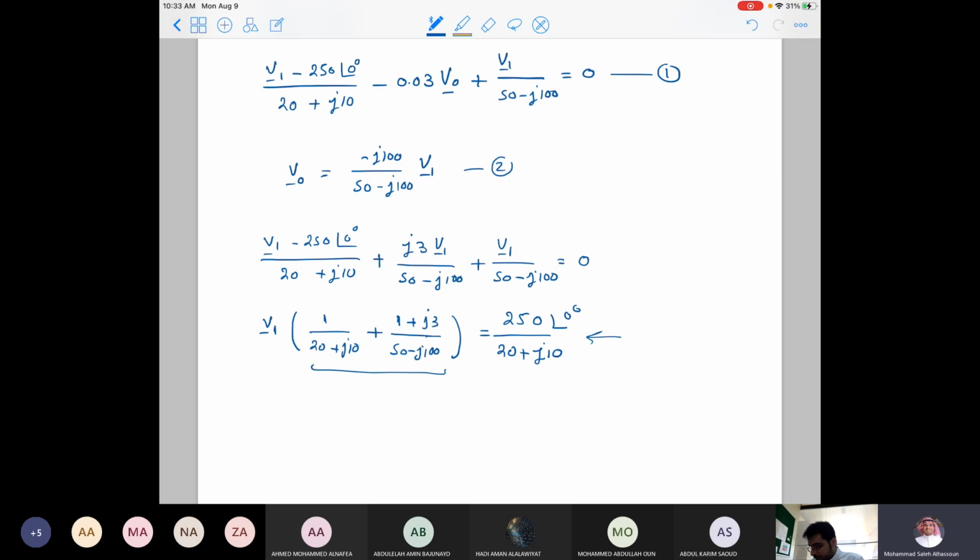Anyhow, if you end up solving this problem, you will get 500 minus J250 volt. This implies that V naught equals V Thevenin equals 300 minus J400.